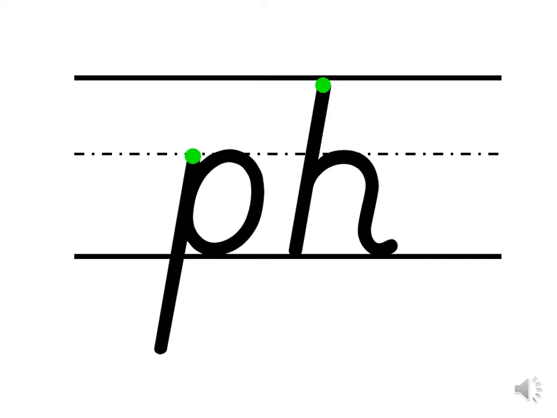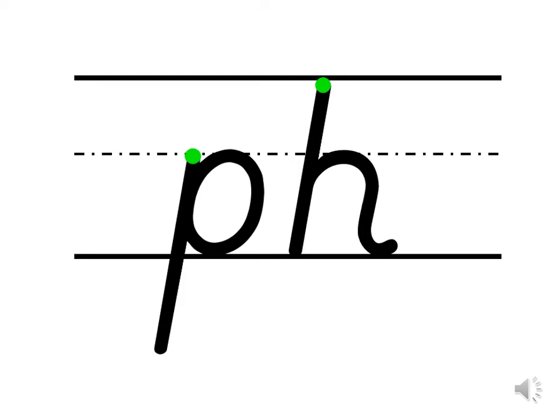Down, up, over, and flick. Excellent. Now, we're going to practice forming these letters on our lined paper. So pick up your pencil and put the tip of it in between two lines for the P. Now follow my instruction. We're going to go down under the line, all the way back up and around.